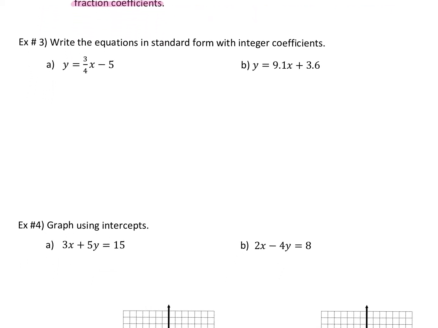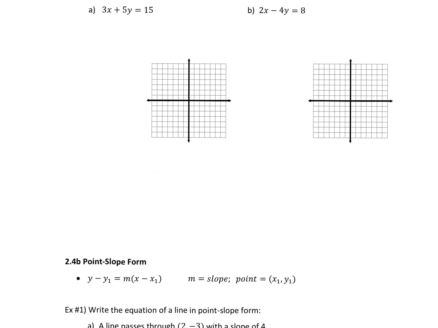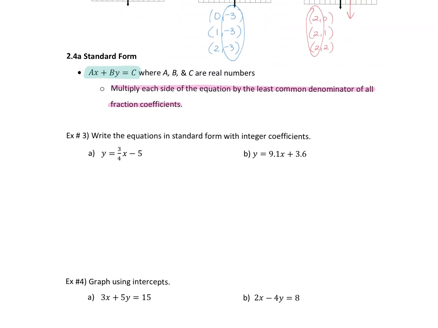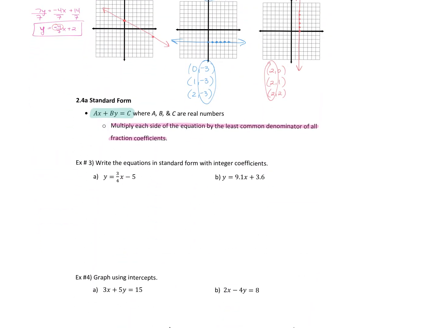So example 3. Why is that example 3? That should be example 1 and 2. I don't know why that's an example 3. It's a 1 and a 2.